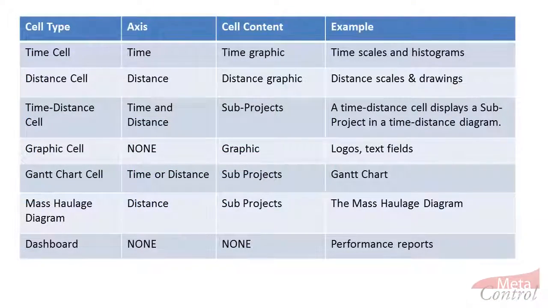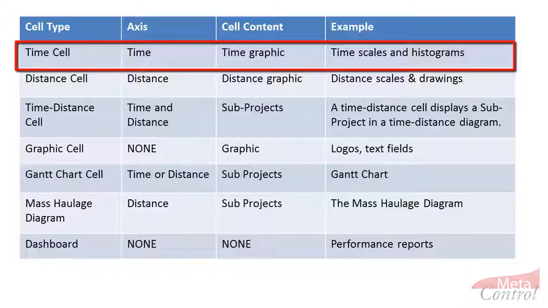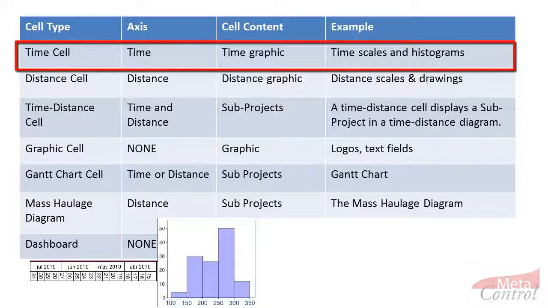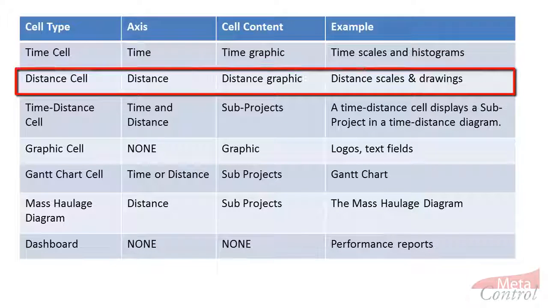The final concept I would like to teach you in this lesson is about cell types. As we have seen, TILOS is just a composition of related cells which together make a plan. Well, there are different types of cells we can use in TILOS. Time cells. They are used to insert objects referred to a time period. For example, a time scale or a histogram.